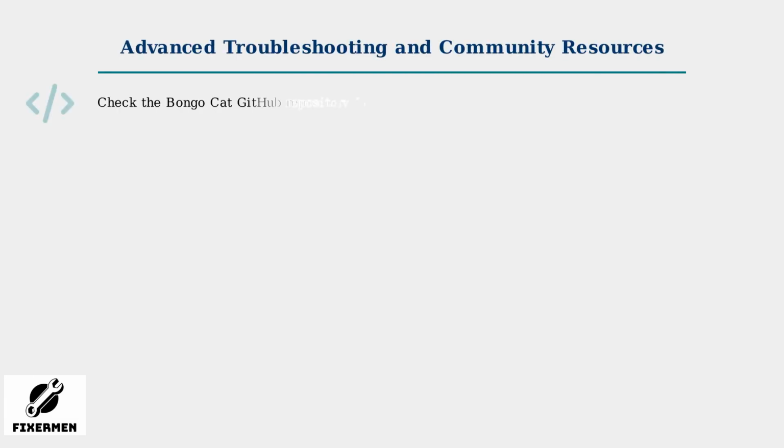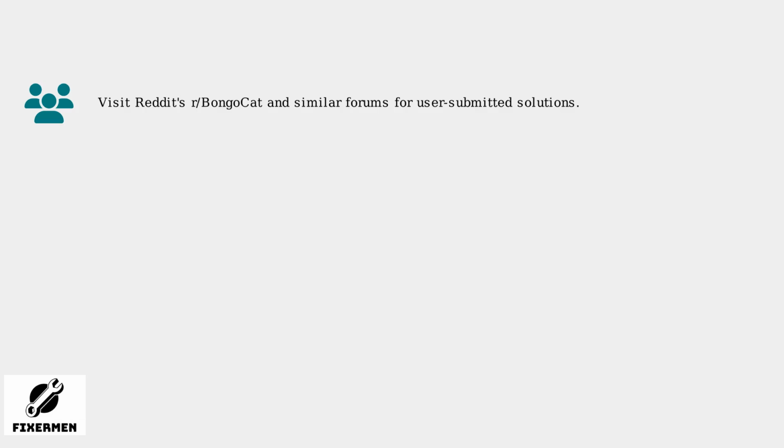When standard fixes don't resolve the Bongo Cat no-sound issue, advanced troubleshooting becomes necessary. Start by checking the Bongo Cat GitHub repository for open issues and community discussions that may address your specific problem. Reddit's r/Bongo Cat subreddit and similar forums often contain detailed user-submitted solutions from the community, including workarounds for uncommon scenarios. If you're comfortable with coding, consider forking the repository and creating your own custom build to address specific issues. Remember that community support is crucial for resolving these niche issues, providing access to a wealth of shared knowledge and solutions.